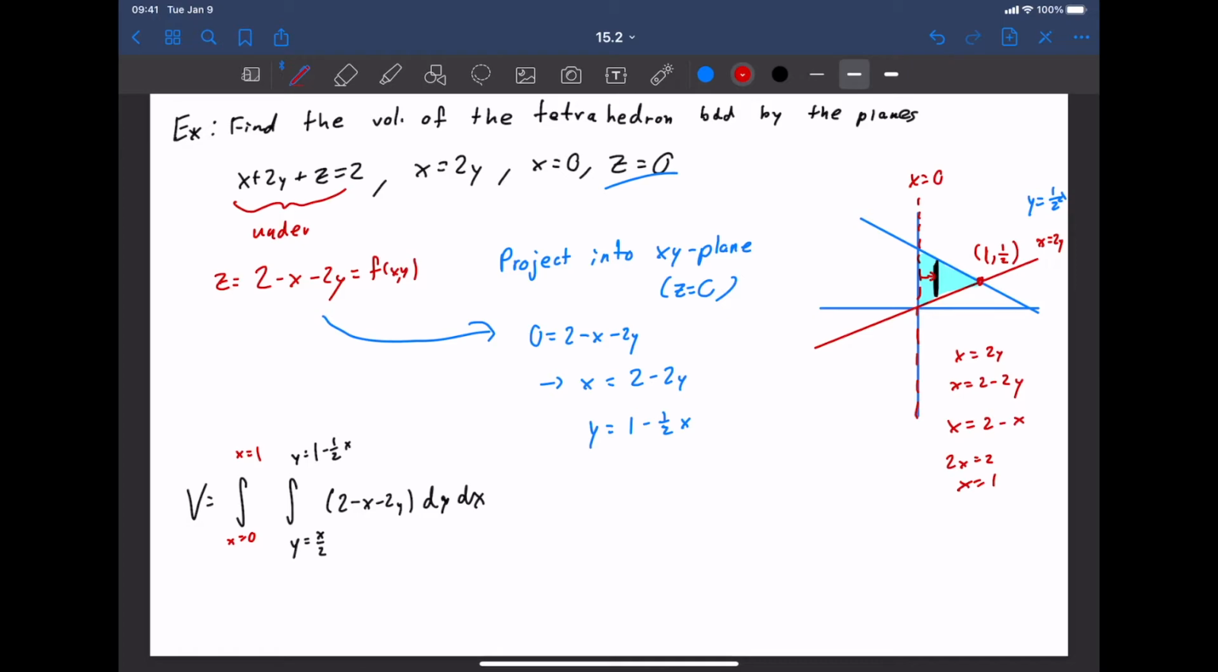And that's my setup. Now, I hope you all took the time to try to do this problem. It gets a little hairy. 0 to 1. We're going to integrate with respect to y first: 2y minus xy minus y squared. We're plugging in the y's. Be very careful how you're plugging things in. Then we're going to do dx at the end.